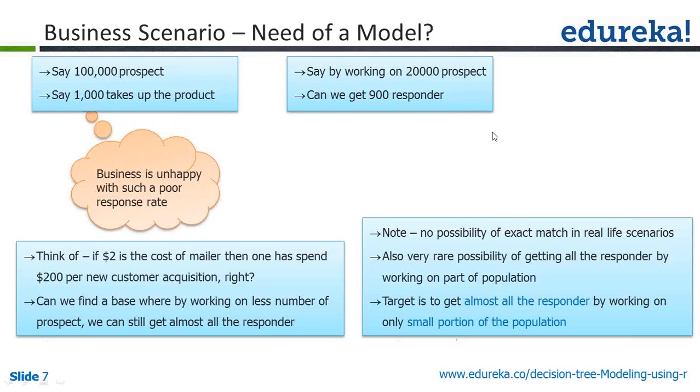So what we are trying to say is that ultimately we will try to get a small proportion of the population and get almost all, not all, almost all, so about 900 to 950 responders, so that you get a much bigger response rate. In this case your expense will be $40,000 and you will get 900 people, so the expense per person comes out around 40, 42, 45. That is a far better scenario than spending $200 just to get one customer, right? Am I clear?